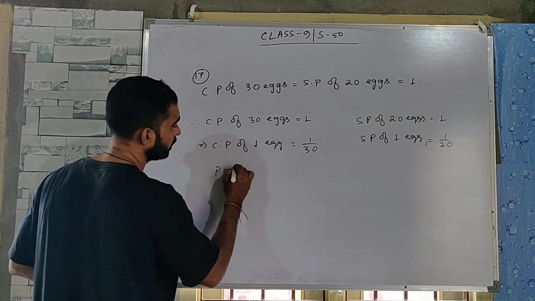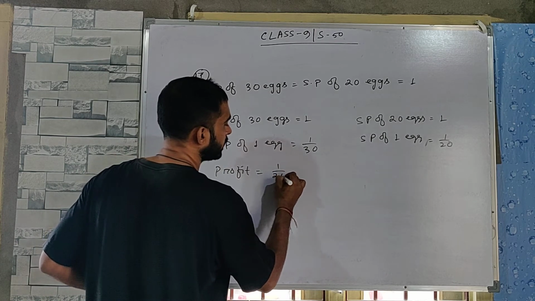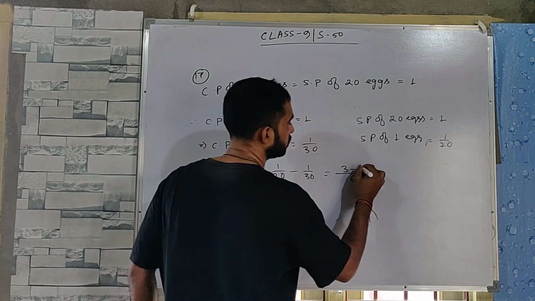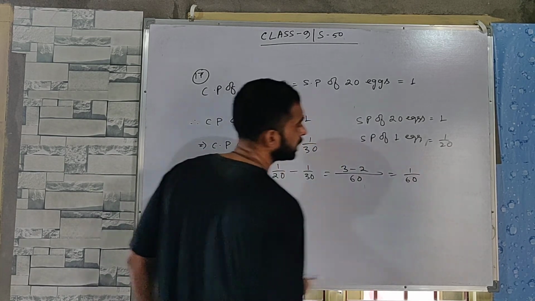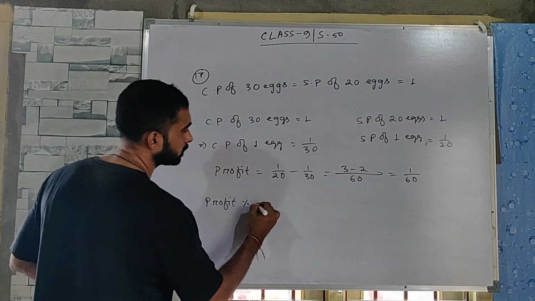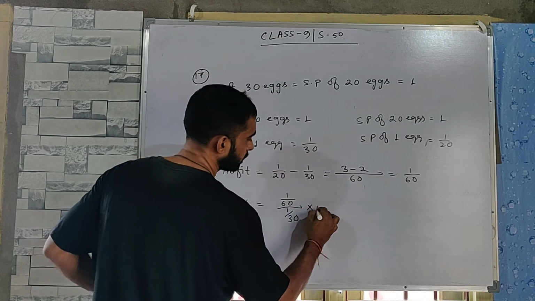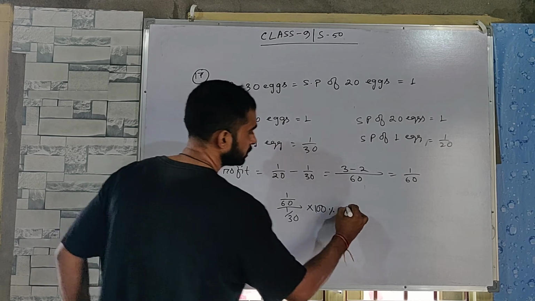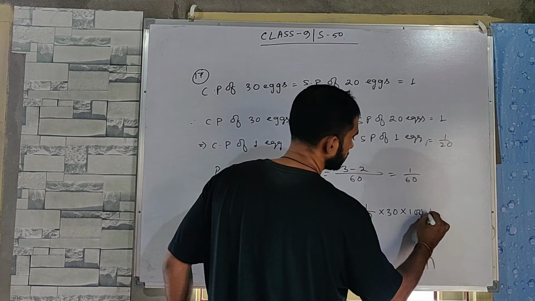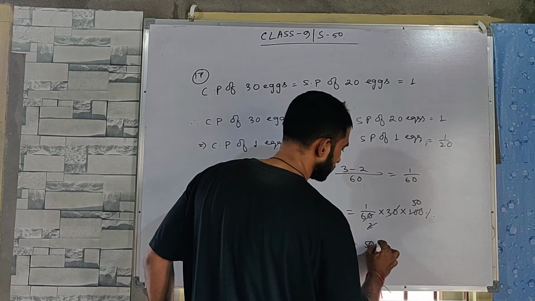So profit equals SP minus CP, 1 by 20 minus 1 by 30. Here the LCM is 60. So 3 minus 2 equals 1 by 60 is the profit. So profit percentage equals profit by CP into 100%. So 1 by 60 into 30 into 100% is 50. This is the profit percentage, 50%.